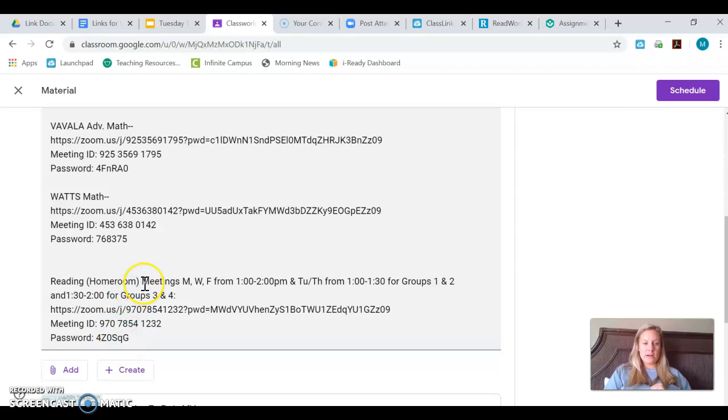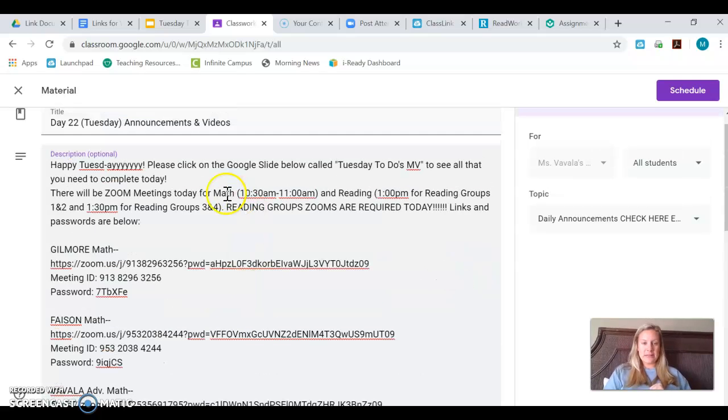I even wrote out on Monday, Wednesday, and Friday, it's the whole class from 1 to 2. And on Tuesdays and Thursdays, it is from 1 to 1:30 for groups 1 and 2. So that's today is reading group day. And it's also from 1:30 to 2 for groups 3 and 4. Okay? I also wrote that at the top here. Reading group Zooms are required today.